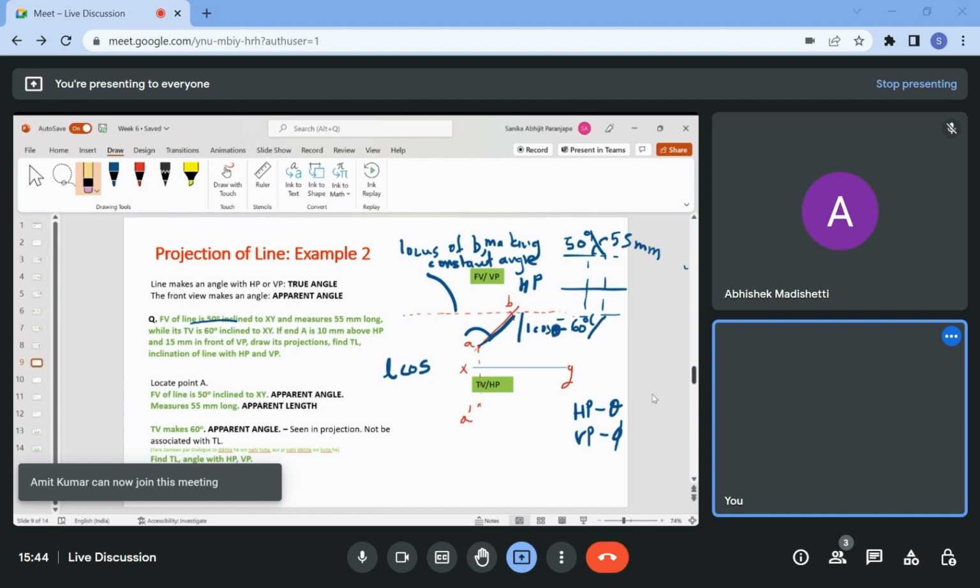So I already have this distance, correct? I already have this distance, which is my vertical distance from the HP. So this is the height of the cone that will always stay constant. No, okay. Even I got confused now.